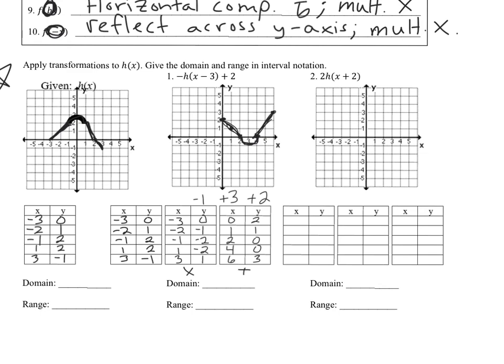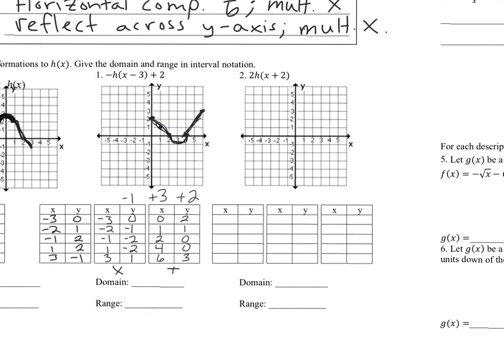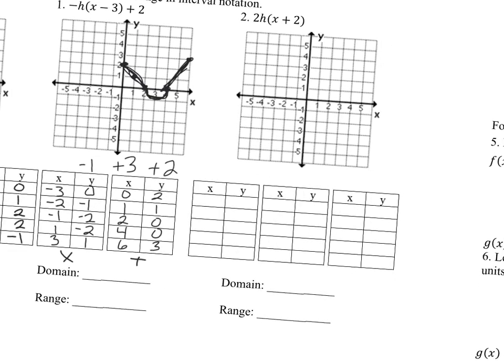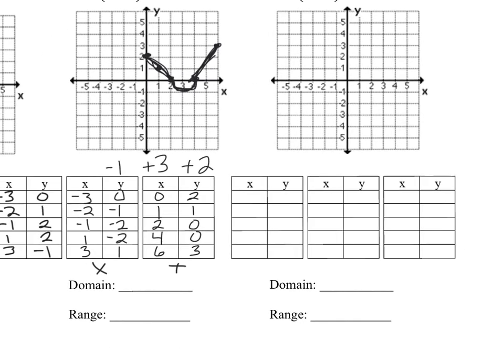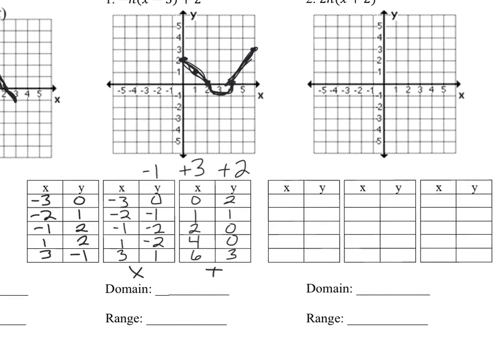Now let's take a look at number 2. Let's do the same thing. Give it some more practice. So the points that I'm using are -3, 0.